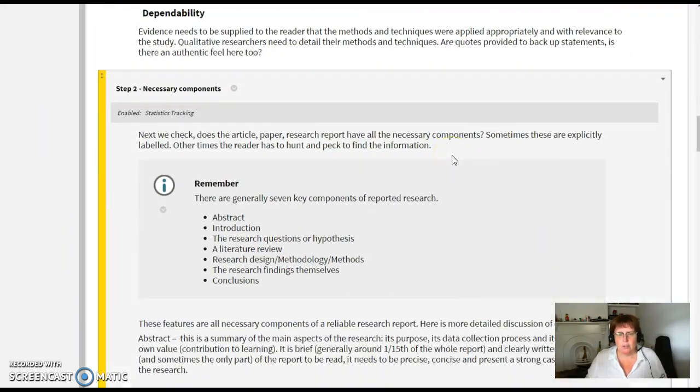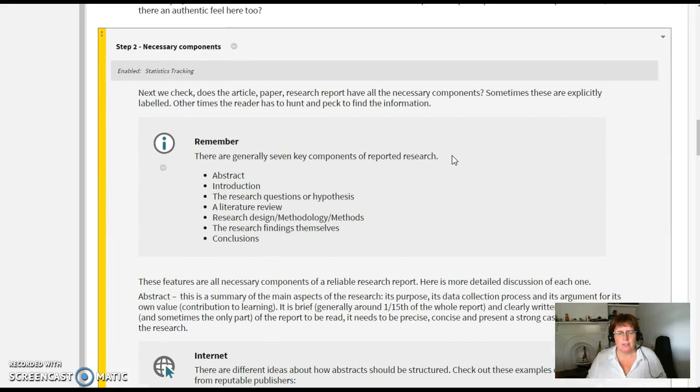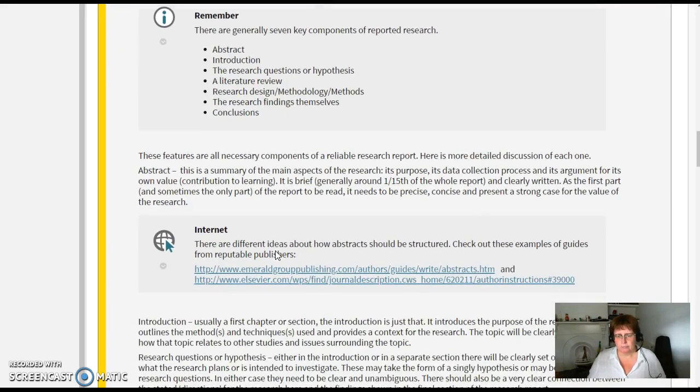Okay, step 2 is looking for necessary components. So really good research has particular things within it that you would look for. So these are the general structures that you would look for in a piece of scholarly research. And of course this differs according to the type of thing that's been written, but generally these elements are what you would look for in a really nice piece of research.